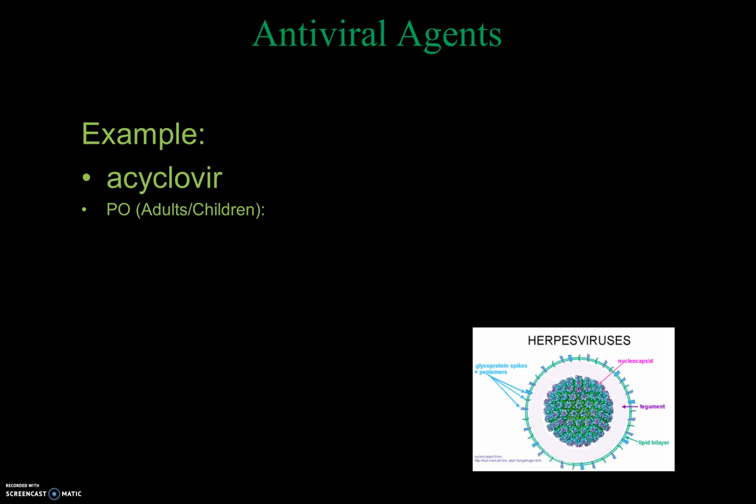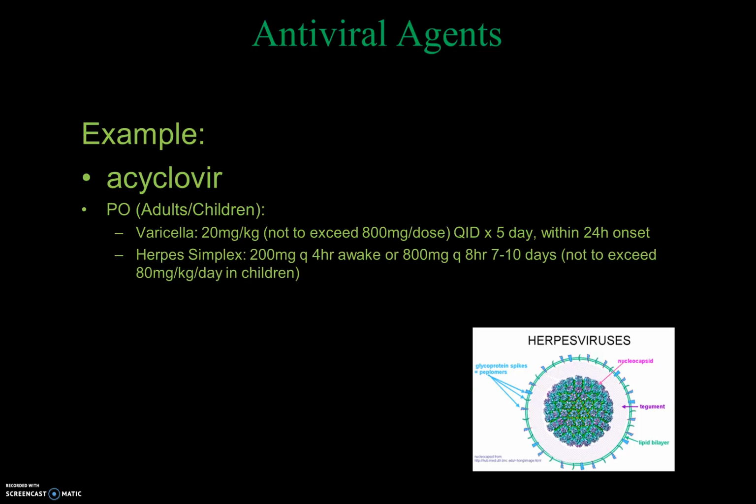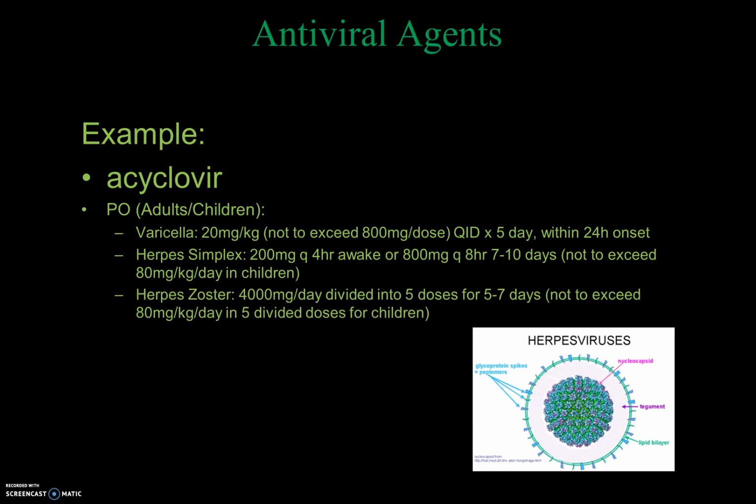So acyclovir can be given orally to adults and children for varicella or chickenpox at 20 milligrams per kilogram, not to exceed 800 milligrams per dose, 4 times a day for 5 days within 24 hours of the onset of the rash or the vesicles. For herpes simplex, which can be like your common cold sores or genital herpes, it'd be 200 milligrams every 4 hours while they are awake, or 800 milligrams every 8 hours for 7 to 10 days, not to exceed 80 milligrams per kilogram per day in children.